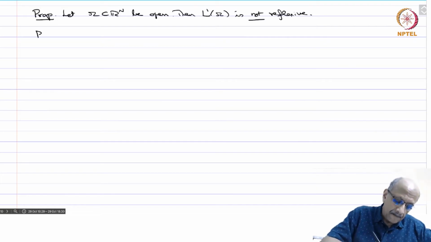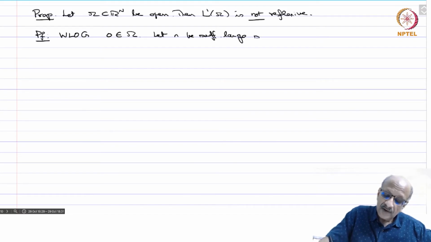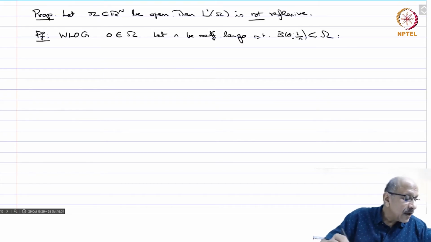Okay, so proof. Without loss of generality, we can assume that 0 belongs to omega. You can translate, and by translation you lose nothing. Lebesgue measure is translation invariant, and therefore we can always assume that omega contains the origin. So let n be sufficiently large such that the ball B(0, 1/n) is contained in omega. So all sufficiently large n.